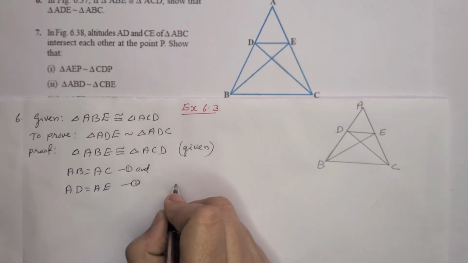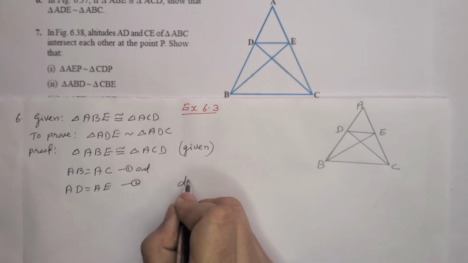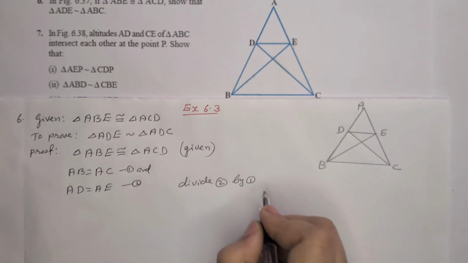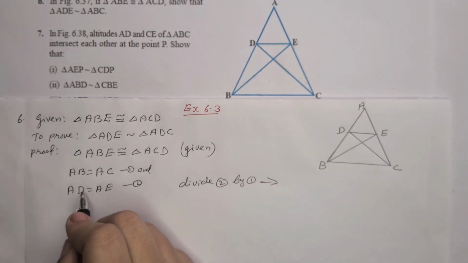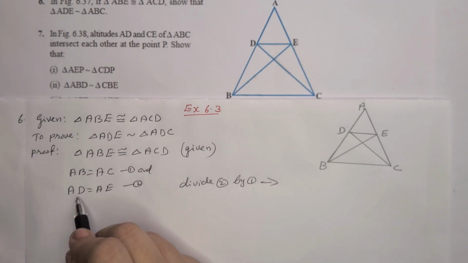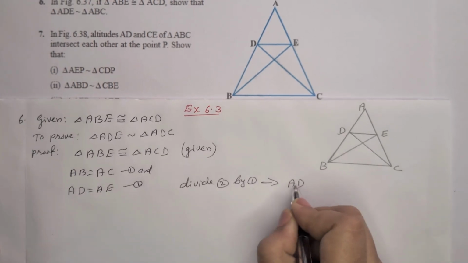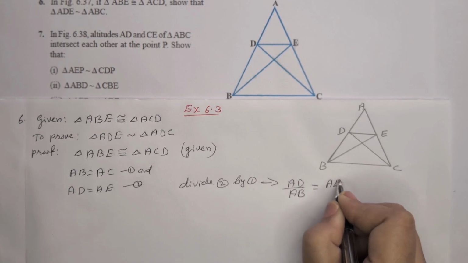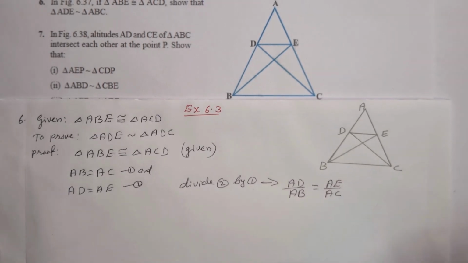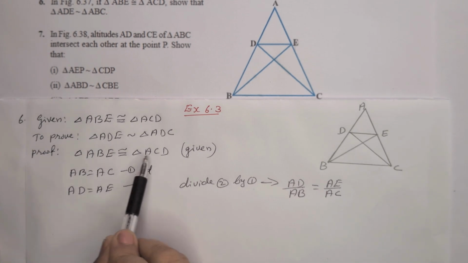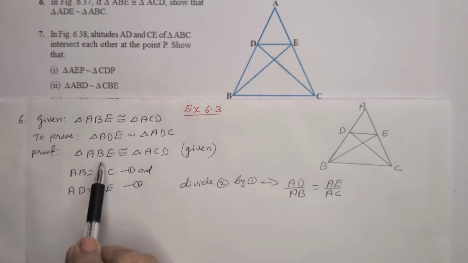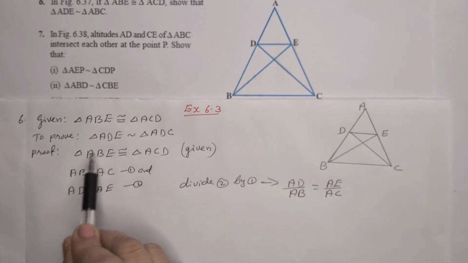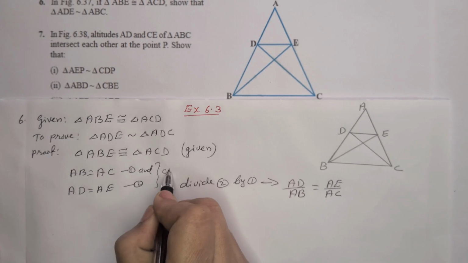Then divide equation 2 by 1, which gives AD by AB is equal to AE by AC. So from the given congruency, we wrote AB is equal to AC and AD is equal to AE, by CPCT.